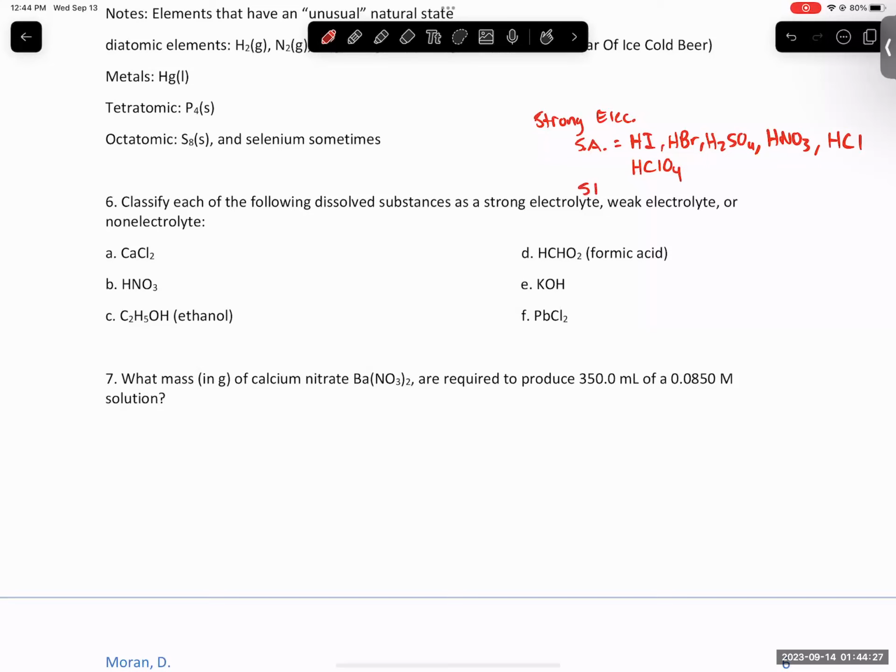Strong bases include what? Group 1, under group 2, ammonium, and hydroxide, when they're attached to hydroxide. Okay, so group 1 elements attached to hydroxides, calcium, strontium, barium attached to hydroxide, and ammonium attached to hydroxides. And then last one, there's one more class.